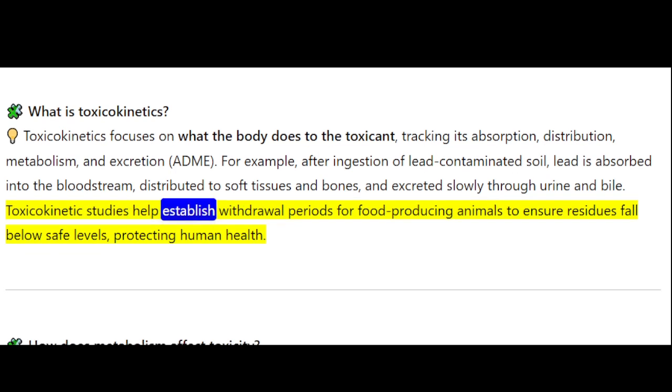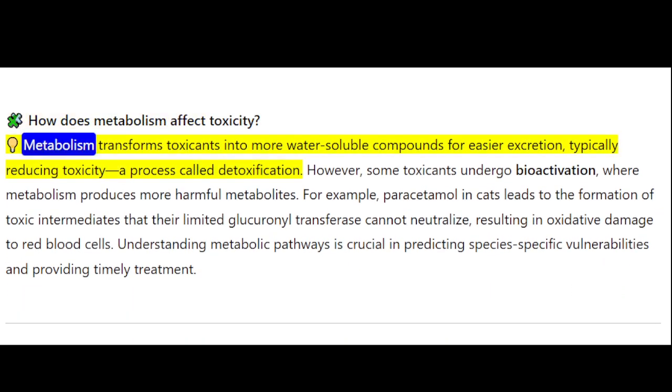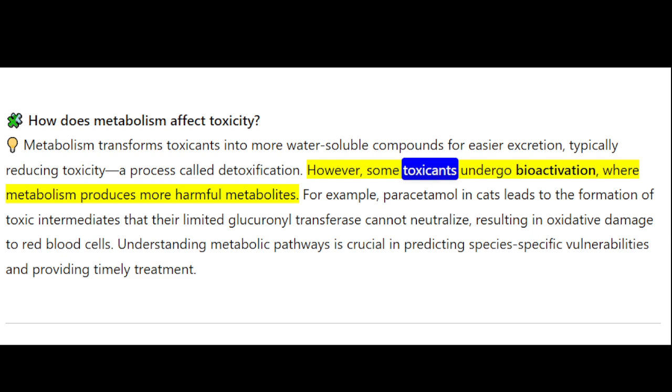Toxicokinetic studies help establish withdrawal periods for food-producing animals to ensure residues fall below safe levels, protecting human health. How does metabolism affect toxicity? Metabolism transforms toxicants into more water-soluble compounds for easier excretion, typically reducing toxicity, a process called detoxification. However, some toxicants undergo bioactivation, where metabolism produces more harmful metabolites.